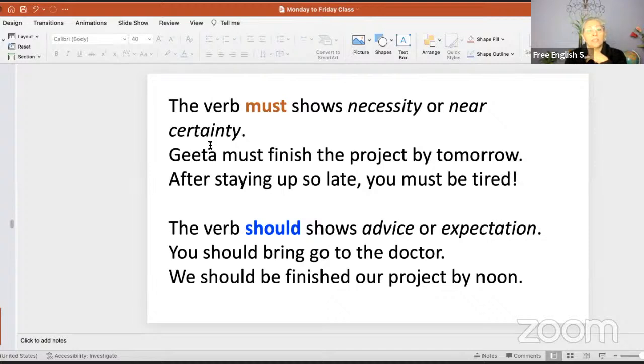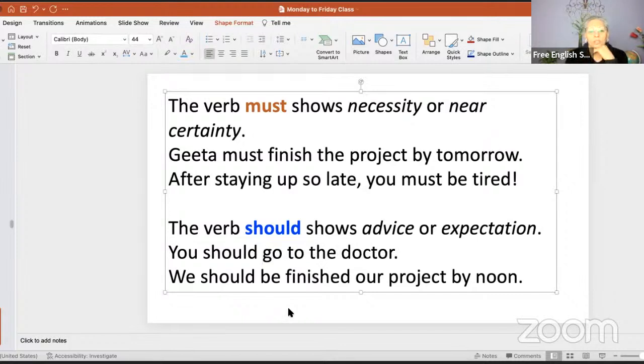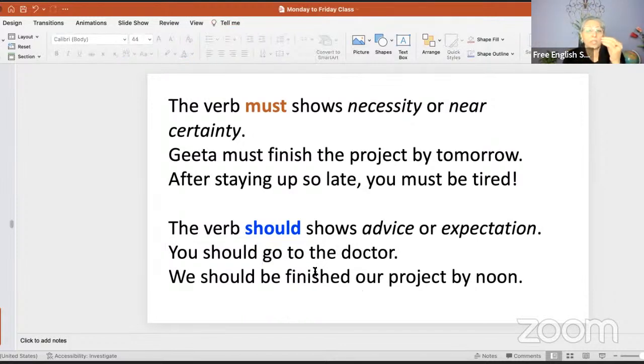Near certainty. That means वो जो हमने इसको detail में भी किया है कि आपको कुछ चीज जैसे making inferences kind of a thing. If you want more detail, watch my previous lessons. The verb should shows advice or expectation. So you should go to the doctor, right? So you किसी को कह रहे हो कि जाना चाहिए आपको, shows advice.